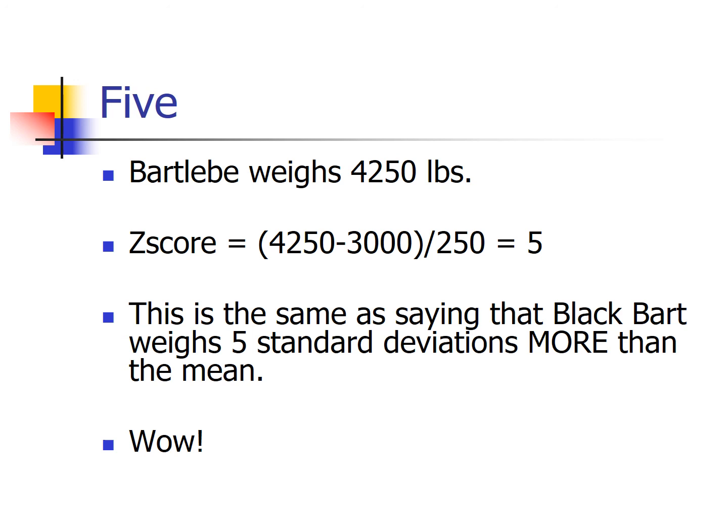Well, let's calculate his z-score. 4,250 minus 3,000 divided by 250 equals 5. Wow. 5 standard deviations more than the mean. Remember, 99.7% of all walruses weigh within 3 standard deviations. Bartleby is way beyond that. This is like a once-in-a-lifetime walrus. This is like the Halley's Comet of walrus. This is like Walruszilla. This is a phenomenal walrus.